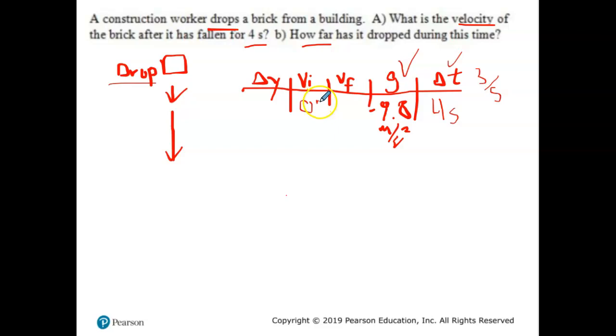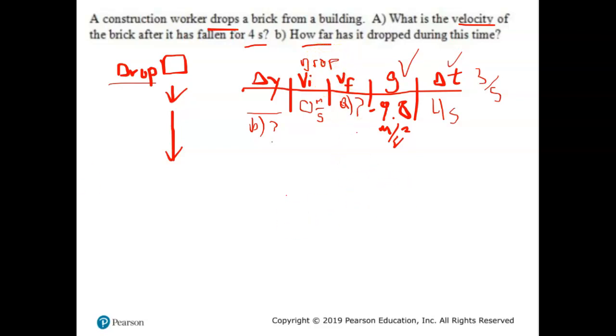Another way to know that you need to figure out the initial velocity is that you need to know something about it before you can solve. This asks for what's the velocity of the brick after it's fallen for 4 seconds. So for part A, we're solving for the final velocity, so I can put a question mark there. Part B asks for how far, the displacement. So for part B, that's going to be the question mark. They're not going to give those to you in the problem. So this is the idea. Because we dropped the object, the initial velocity is 0.